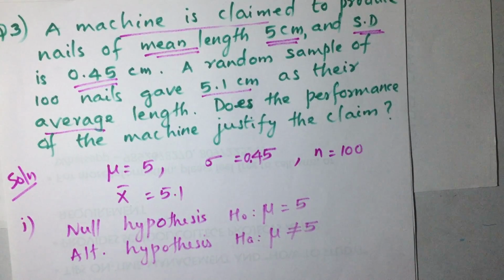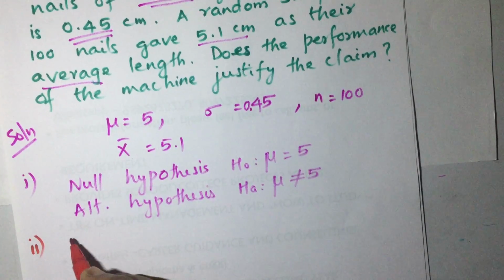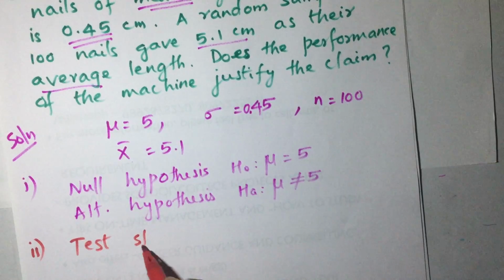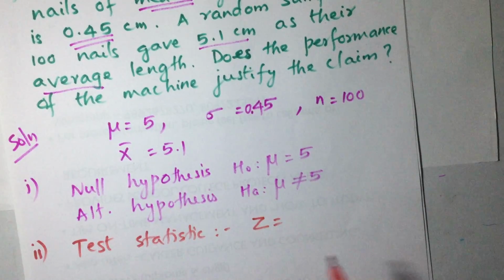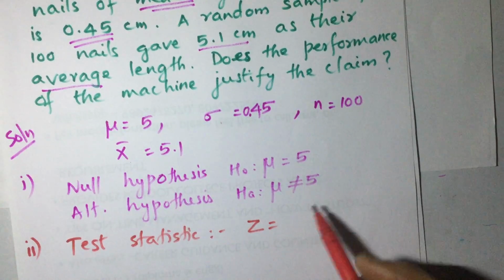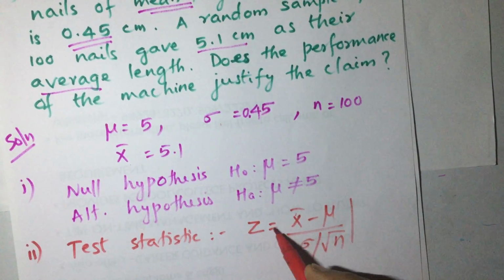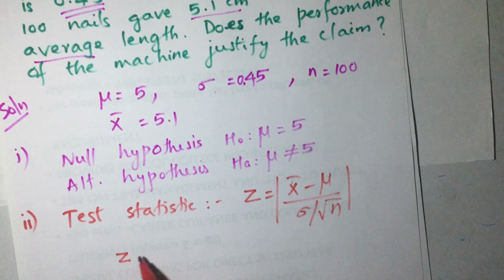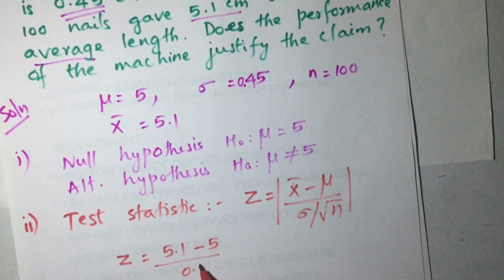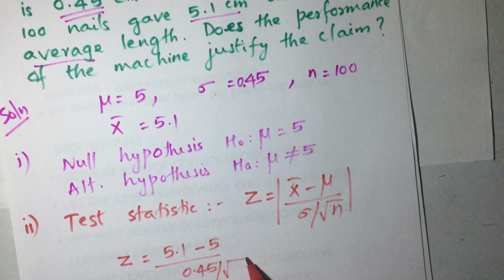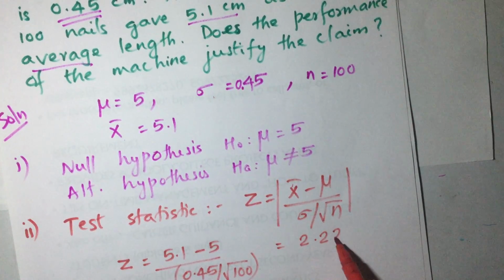Then second, the test statistic. Here sigma is known, so we will use x bar minus mu upon sigma divided by root of n. This is the test statistic. So z is equal to 5.1 minus 5 divided by 0.45 divided by root of 100. On simplifying this, you will get 2.22.